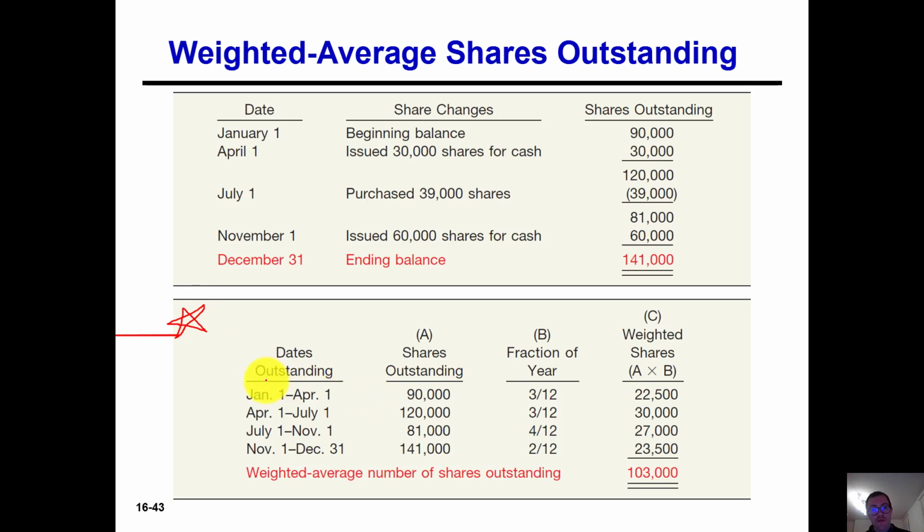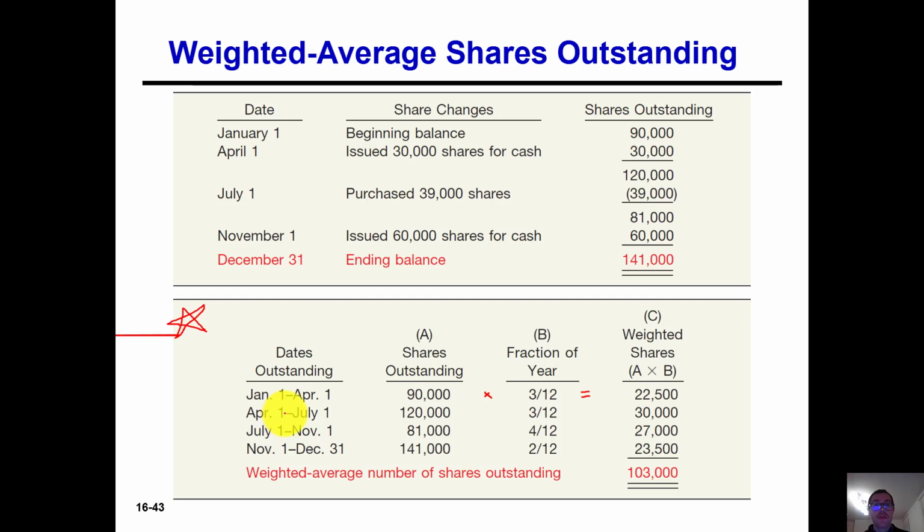And so the first column is dates outstanding. So your first period is January 1st up until April 1st. Everything was the same during that period. You had 90,000 shares. You're going to take those 90,000, you're going to multiply them by 3 out of 12 because January, February, March, and it was April 1st, so you're not going to count April. So 3 months out of 12, you're going to weight it by that, and you're going to get 22,500.